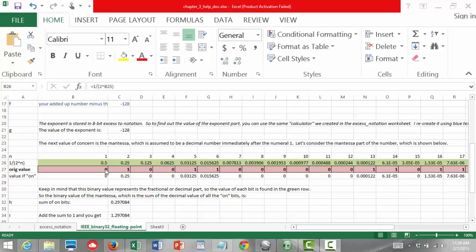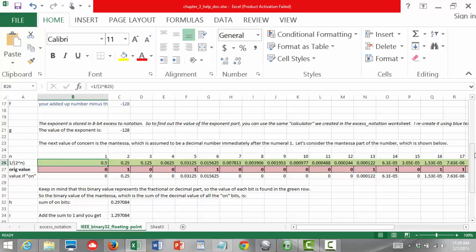This one represents a quarter, an eighth, a 16th, and you get the idea. And your original value will tell you, is that value turned on or off? So the value if on is indicated here. The first value that's turned on is 1/4. 1/8 is turned off, so is 1/16, but 1/32 is turned on. Here's the whole thing there.